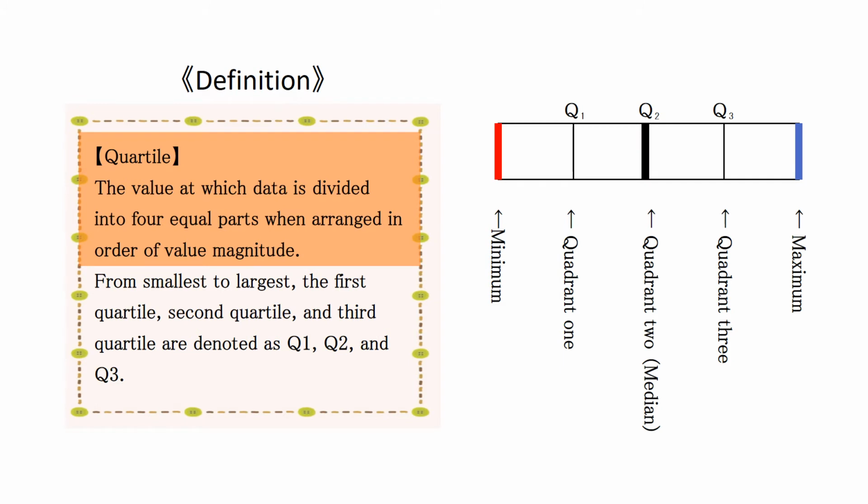The second definition is for quartile. The value at which data is divided into 4 equal parts when arranged in order of magnitude is called a quartile. From smallest to largest, the first quartile, second quartile, and third quartile are denoted as Q1, Q2, and Q3.